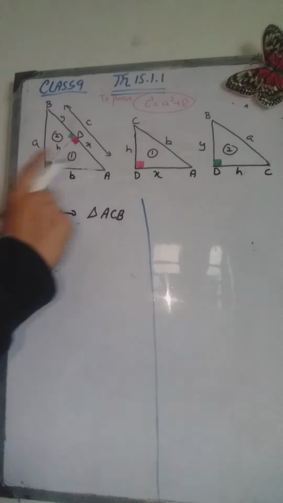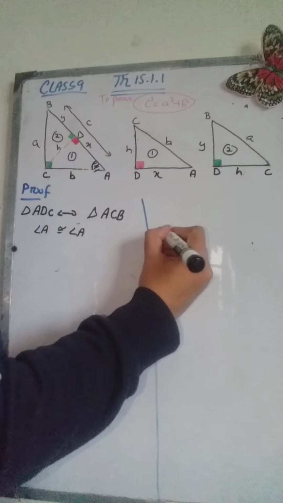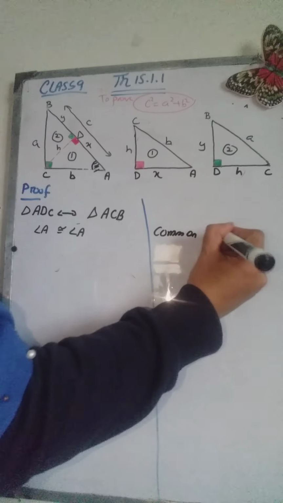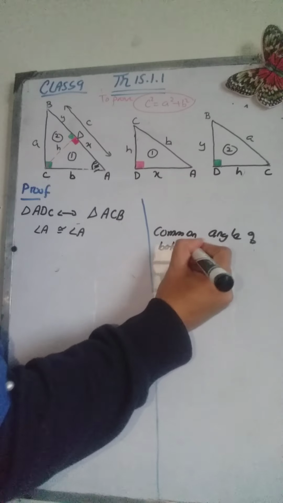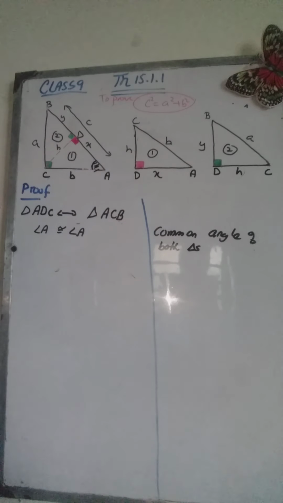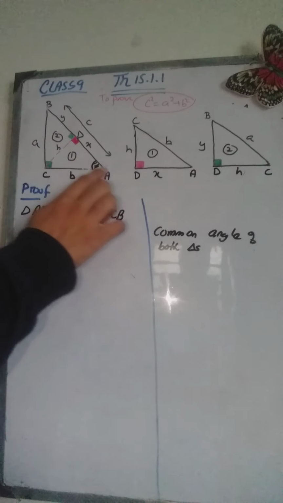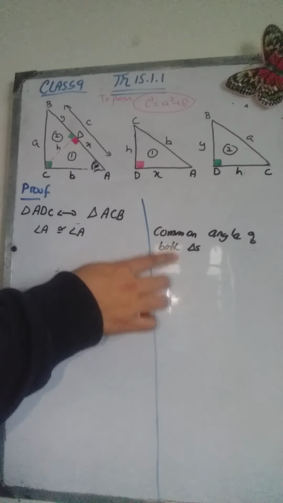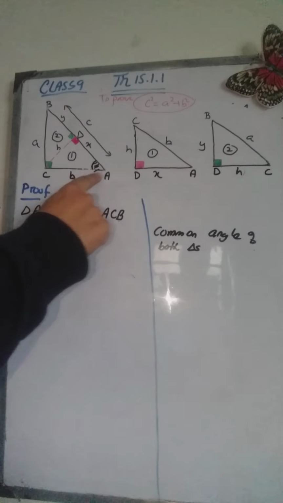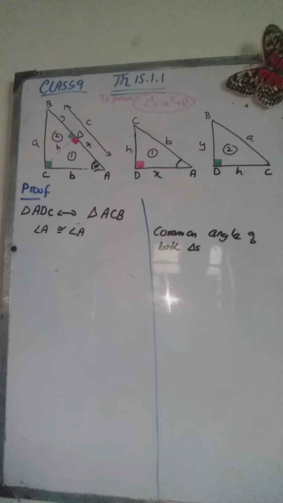In both the triangles angle A is similar. Angle A is congruent to angle A, because this is the common angle of both the triangles. Angle A of triangle ACB is the same as angle A of triangle ADC, because this is the common angle of both the triangles. So angle A is congruent to angle A.